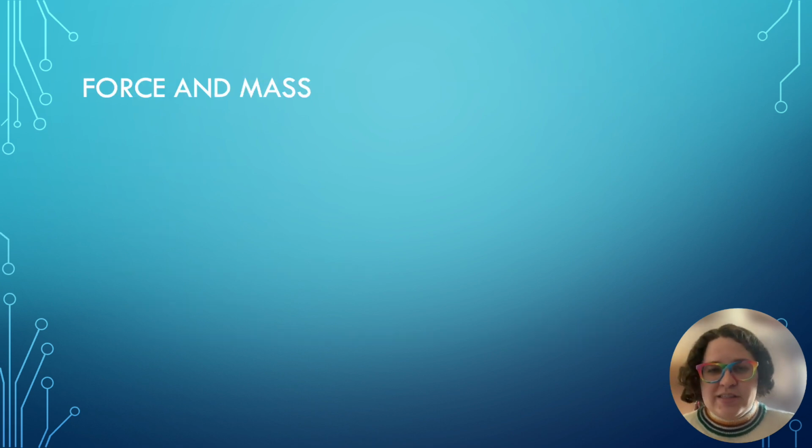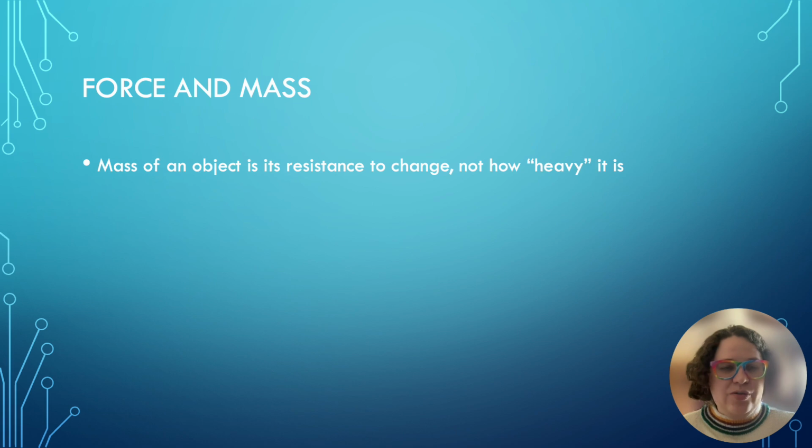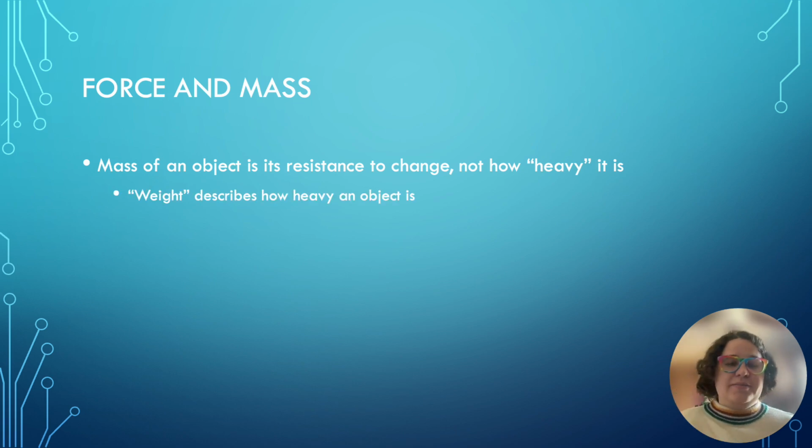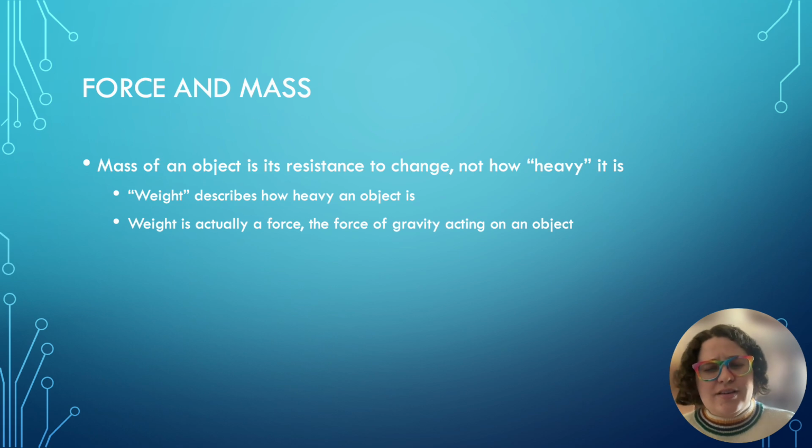It's important to know that force and mass also have an interaction going on. It's not just force and acceleration or mass and acceleration. We know that the mass of an object is not about how heavy it is. Remember when we talked about that during kinematics? The mass of an object is its resistance to change. Weight describes how heavy an object is, but weight is a force, not a mass. We think of it as the force of gravity acting on an object. So your weight is actually how much the earth is pulling down on your mass.